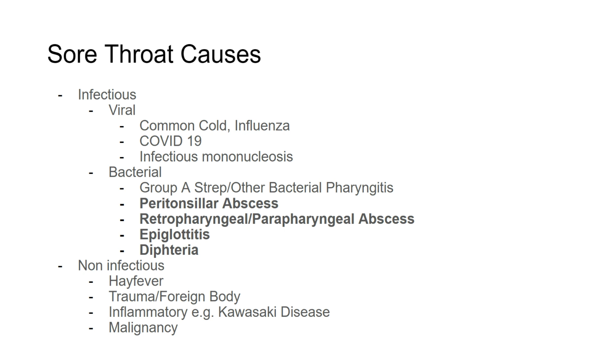Within bacterial causes, the most common bacterial cause is group A streptococcus, which can commonly cause tonsillitis and also can lead to things like peritonsillar abscesses, retropharyngeal abscesses, and you should also consider things like epiglottitis in younger children commonly. Non-infectious causes can include inflammatory causes, malignant causes, and also things like hay fever and trauma can also cause sore throat.